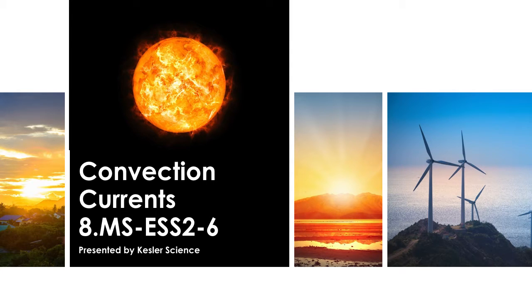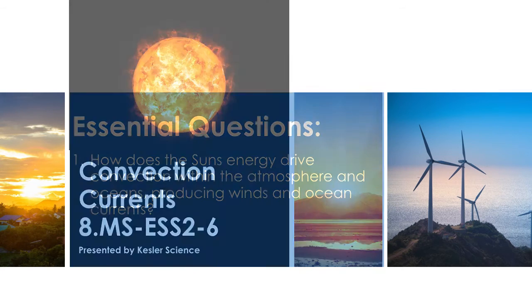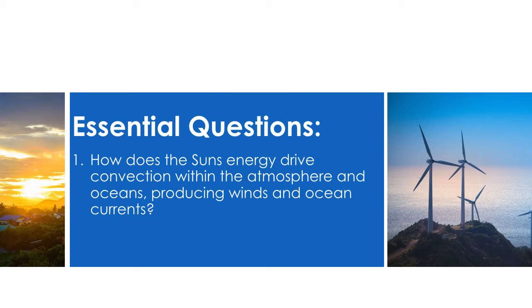This is for the 8th grade middle school standard Earth and Space Science 2-6. The essential question for today's lesson is, how does the sun's energy drive convection within the atmosphere and oceans, producing winds and ocean currents?